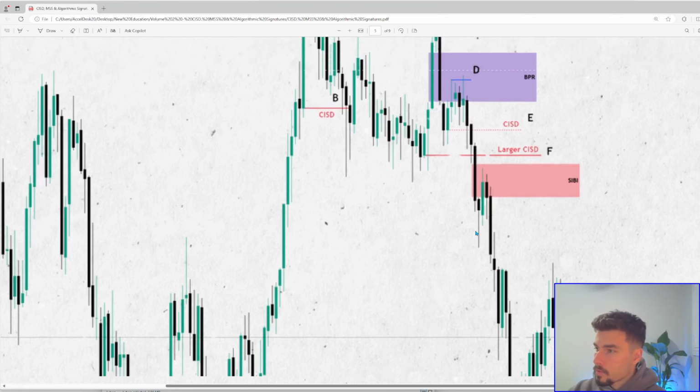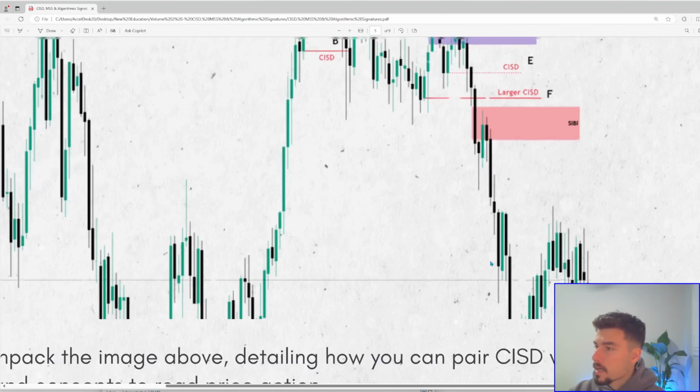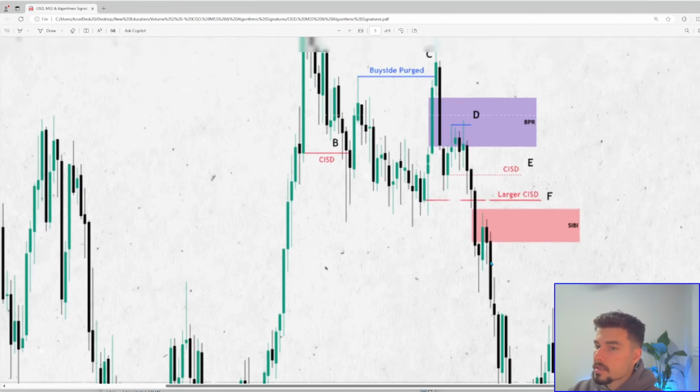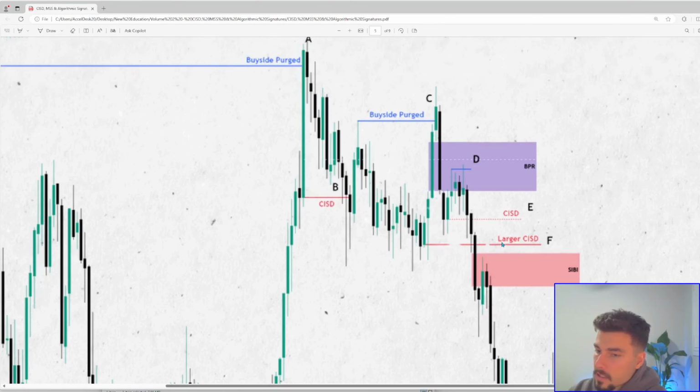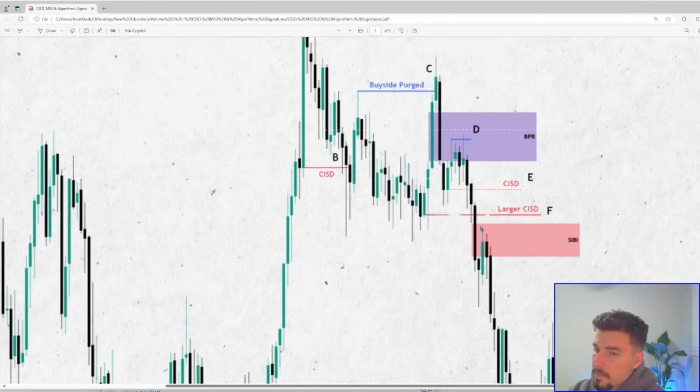Where does it want to move to? A level of premium or discount, in this case to discount when it moves down, or to target imbalances or liquidity. So you can see once we have that larger CISD, we then form this sell side imbalance. That's an opportunity to go short, or you could even enter straight away from the CISD. Put your stop loss really tight, because you've seen all this price action play out.